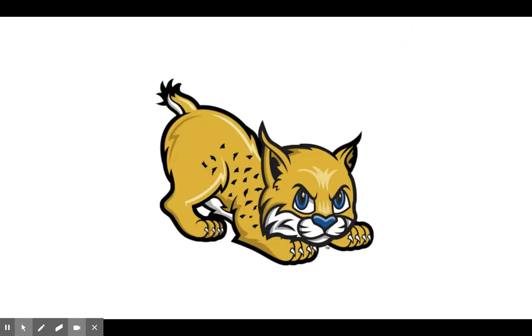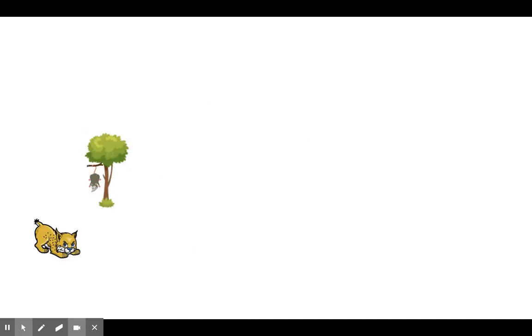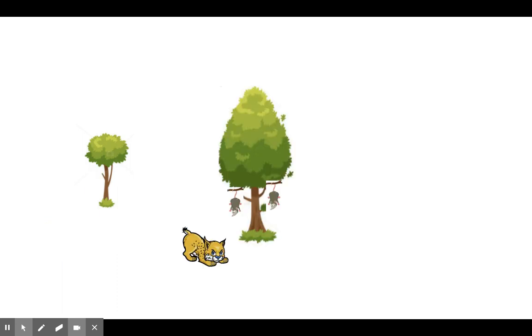Then one day, there was a mean old bobcat, and that bobcat wanted to hunt for a possum. So he was looking through the forest and he found a possum hanging out in a very short tree. And that bobcat could climb that tree really easily. So he did, and he chased that possum to the next tree. And when he saw that tree, there were two possums in it. He thought he was so lucky. And this tree wasn't very tall either, and he could climb that tree very easily too. So he did.